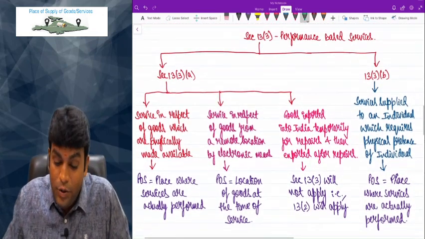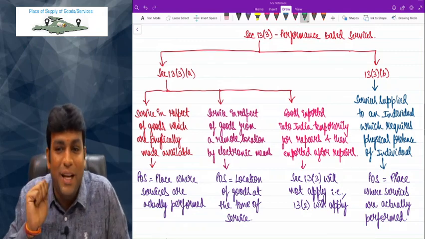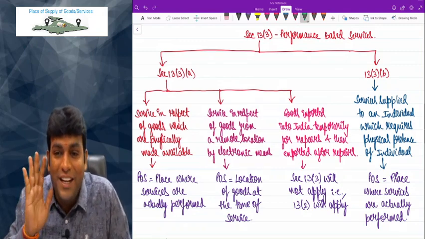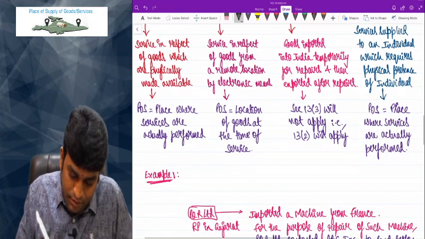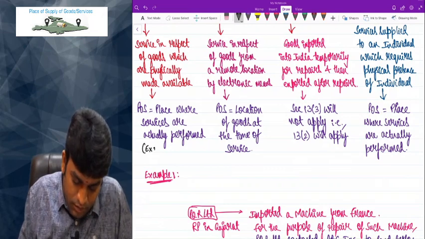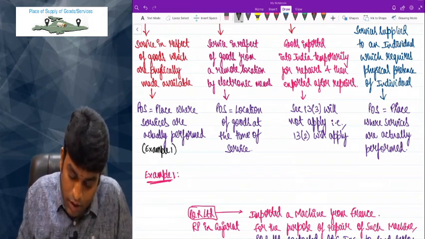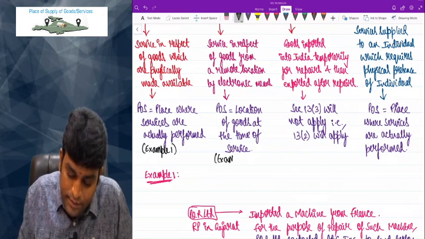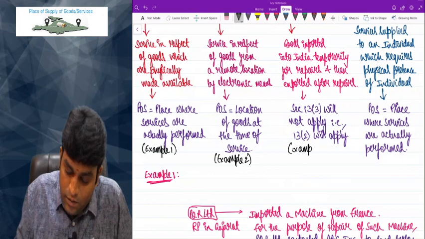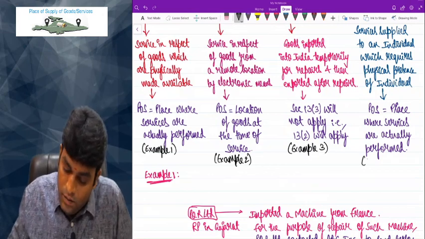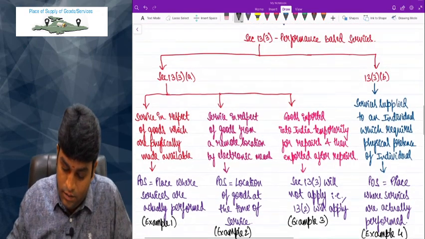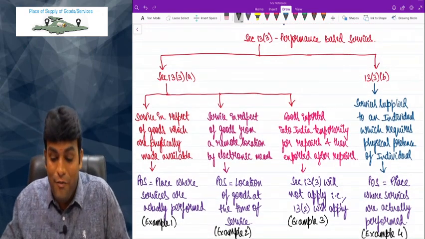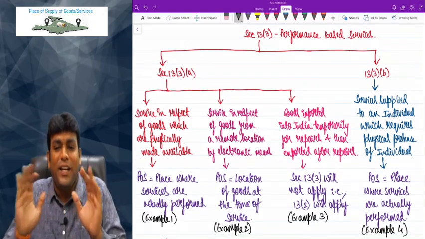I'll give you time. No problem. But first I want you to write this table and then take an example for every point. For every point I gave an example. For this it is example 1. That's all. For every point I give an example, then only we get full clarity of thought.